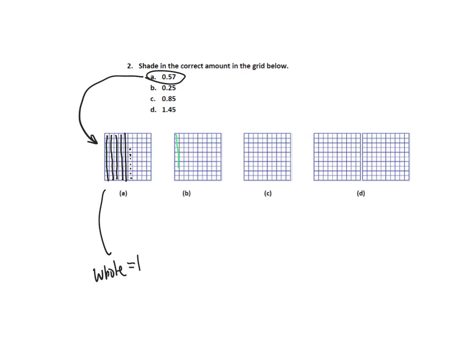For 25/100ths, I just need 2 longs and 5 units to represent 25/100ths. And then 85/100ths would be represented by 1, 2, 3, 4, 5, 6, 7, 8 longs and 5 units, the 5/100ths. So 8 longs and 5 units.